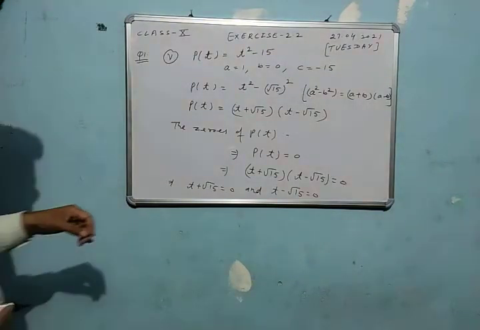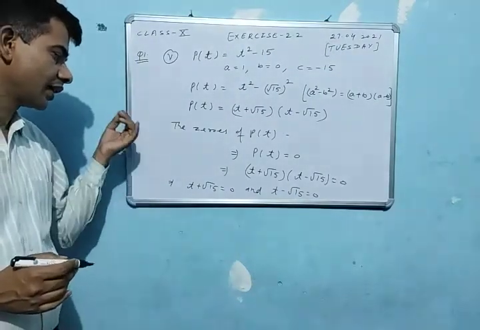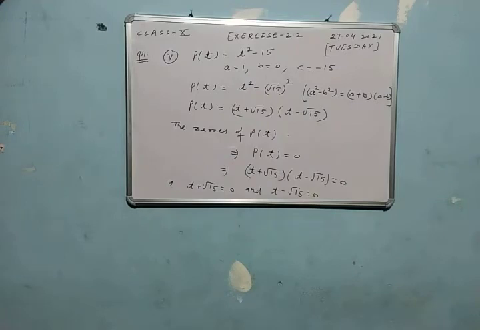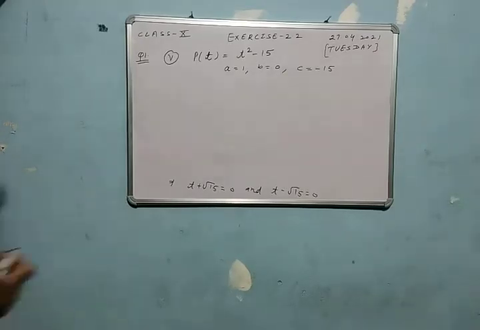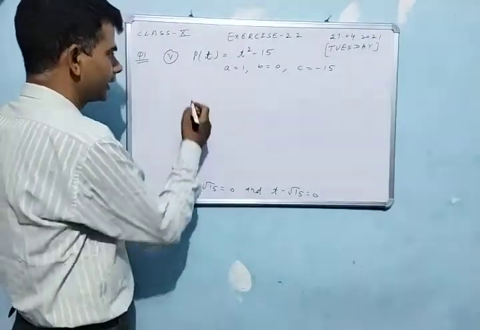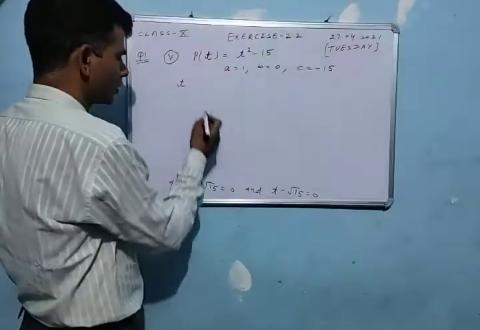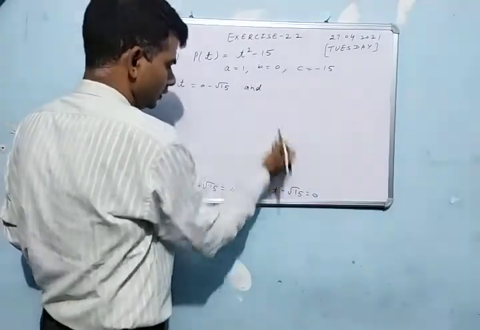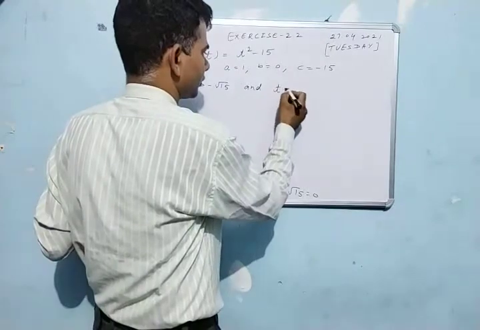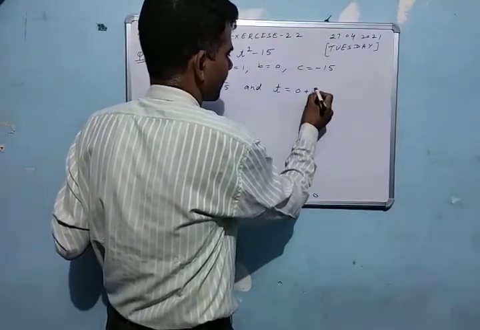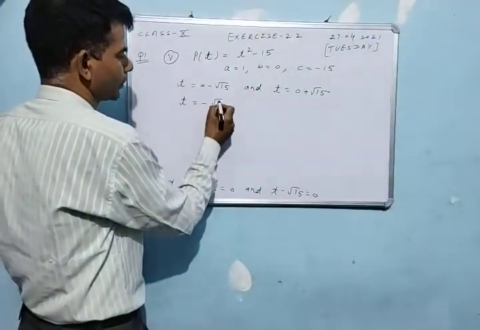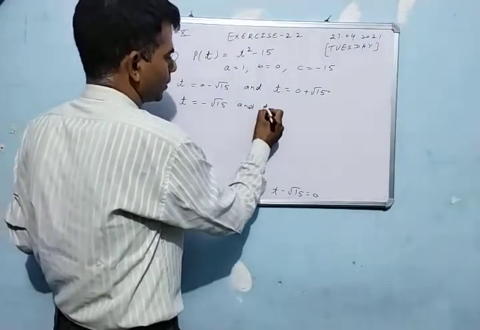Now we will find out the value of t. Student, note it down. Now, student, the value of t plus root 15 can be written as t is equal to 0 minus root 15 and t is equal to 0 plus root 15. Now, student, what is the value of t? T is equal to minus root 15 and t is equal to root 15.